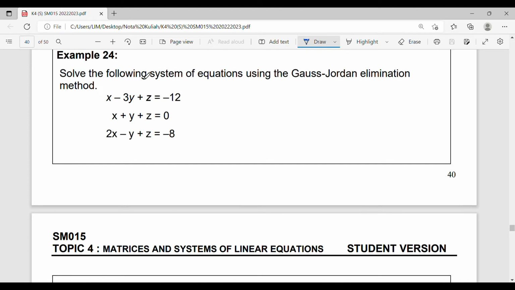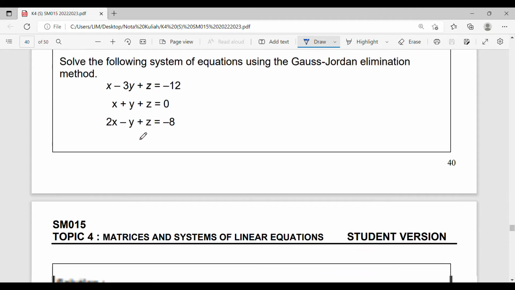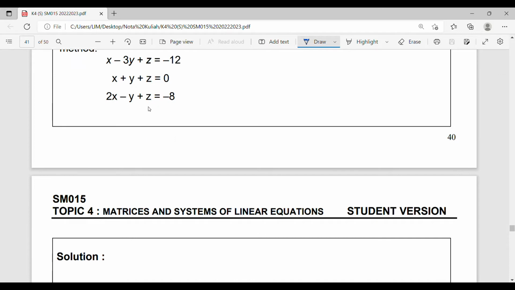Solve the following system of linear equations using Gauss-Jordan elimination method. So when we're getting simultaneous equations here, we are going to write in matrix form. So the coefficients here will be 1, -3, 1. For the second equation, 1, 1, 1. Third equation, 2, -1, 1. Unknown matrix x, y, z. And the answer is -12, 0, -8.